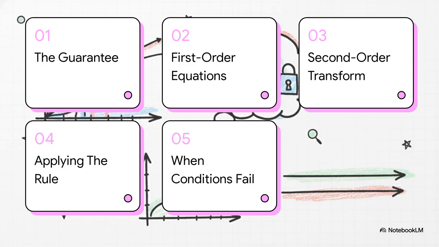All right, here's our game plan. We're going to start with why we even need a guarantee in the first place. Then, we'll build our foundation on simpler first-order equations. After that, we'll use a really clever trick to handle second-order problems, apply our rule, and finally, we'll take a look at what happens when the theorem can't help us.